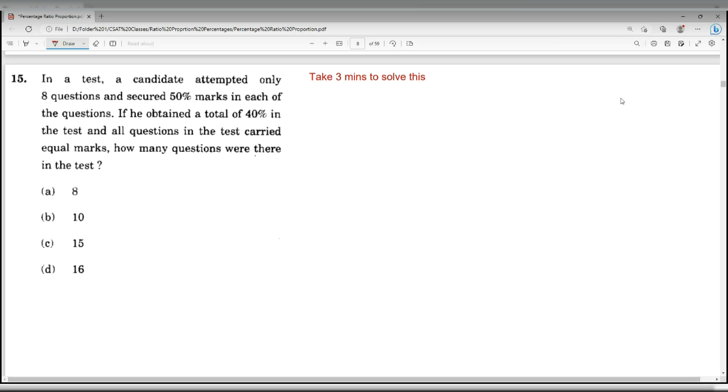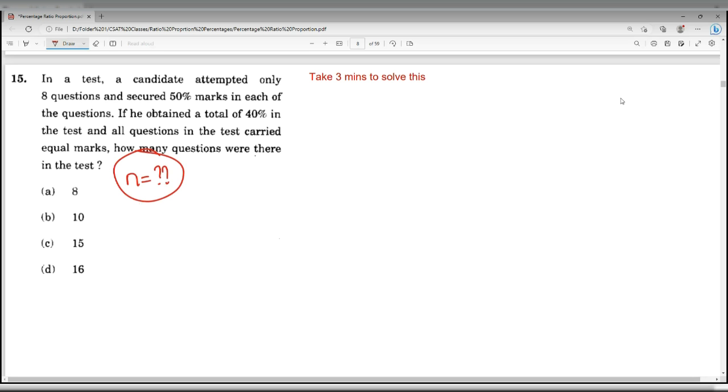So what they're asking is, in a test, a candidate attempted only 8 questions and secured 50% marks in each of the questions. If he obtained a total of 40% in the test and all the questions in the test carried equal marks, how many questions were there in the test? So they are asking the total number of questions that were there in the test. Let that be N. So we need to calculate N here. Please mark this variable and circle it so that you don't forget it.